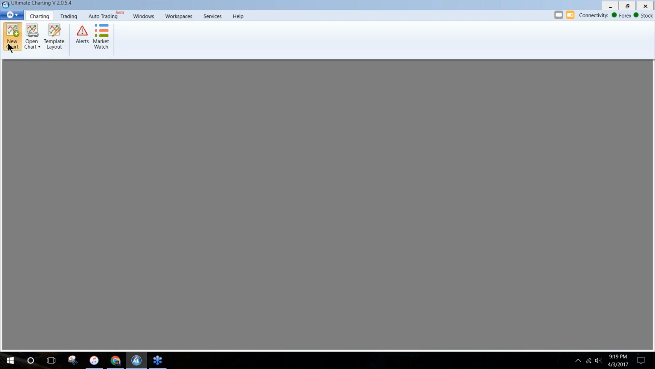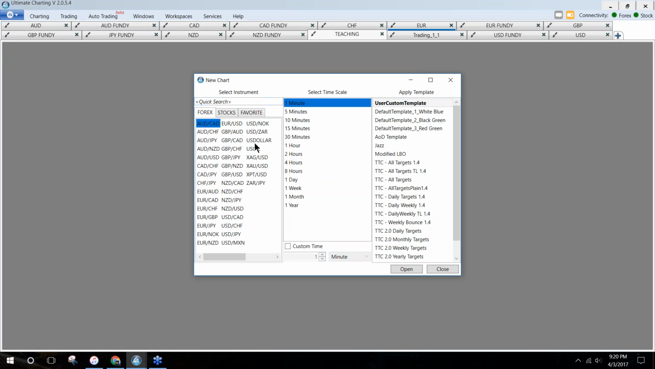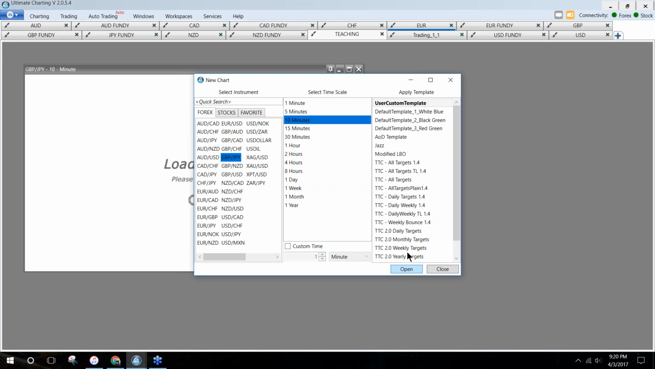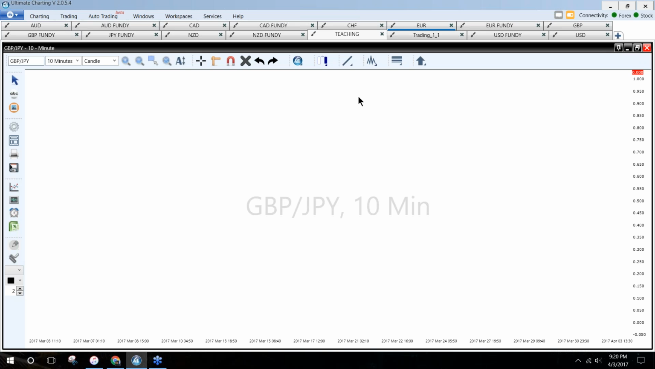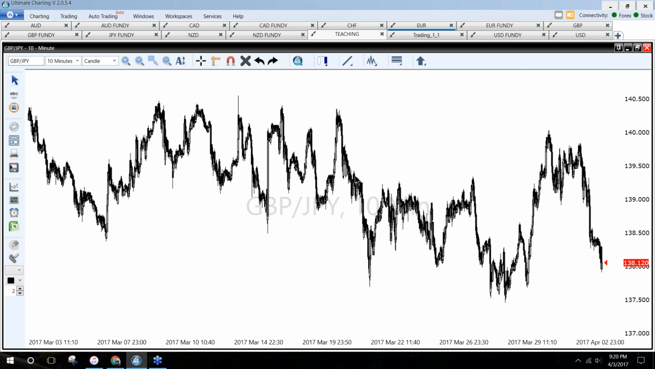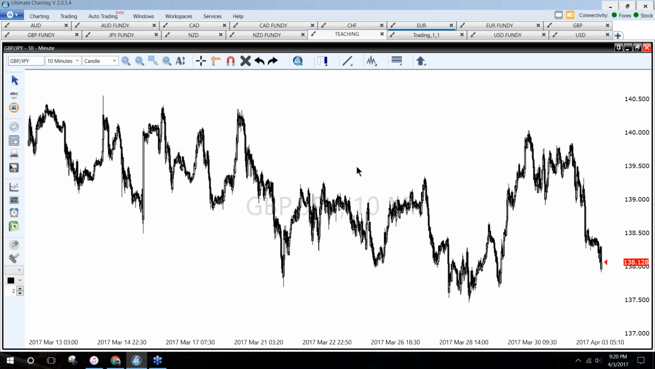Okay, charting, new chart, pound yen chart, 10-minute time frame. Okay, with the chart open, when it decides to load, there we go. We go ahead and we're going to look to identify the opening of the candle.